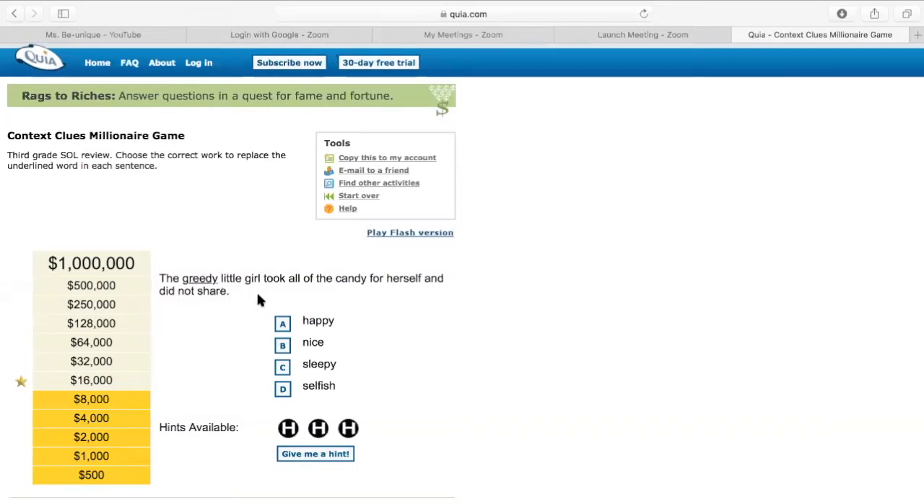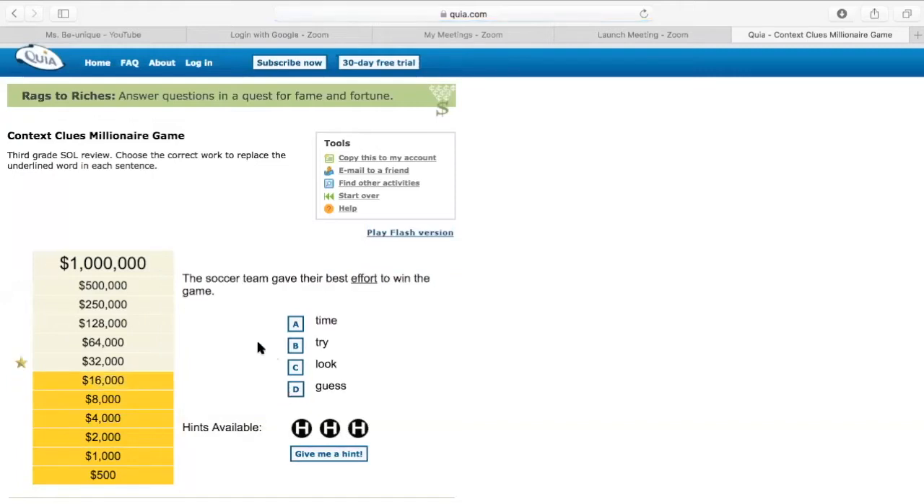This is easy. The greedy little girl took all of the candy for herself and did not share. A, happy, B, nice, C, sleepy, D, selfish. Okay, D. Effort. The soccer team gave their best effort to win the game. A, time, B, try, C, look, or D, guess. All right, good. B.